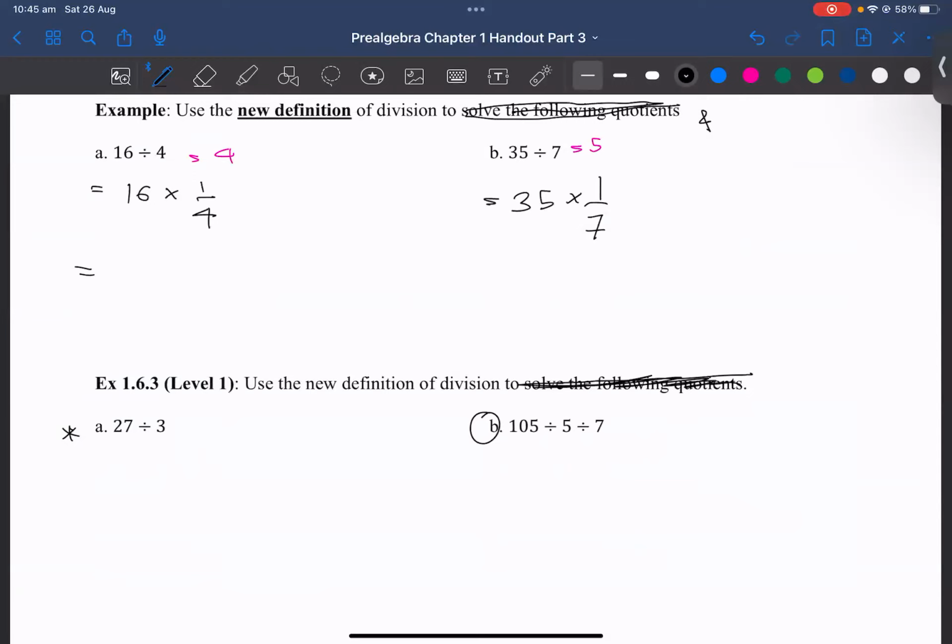Right, so for part B, the answer is 105 times the reciprocal of 5, which is a fifth, times the reciprocal of 7, which is 1/7. And for A, I'm going to put it up. If you didn't do that, that's fine. It's 27 times 1/3. Yep, you had to quit.